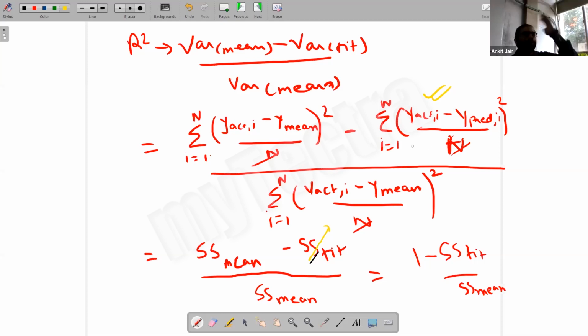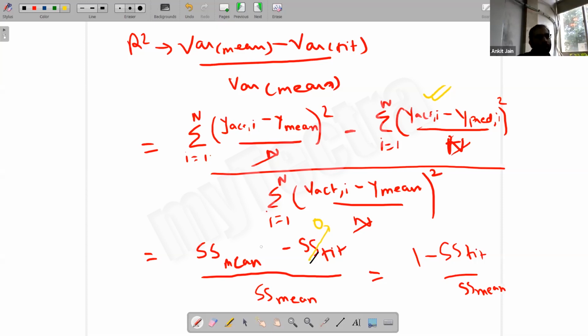So you will want that line which passes through all your actual points. So this you would want it to be 0, ideally, right? If this is 0, suppose you have reached this 0, what does this become? SS mean upon SS mean, which is nothing but 1, right? So ideally the maximum value you will be able to reach is 1. Are you all getting the idea?